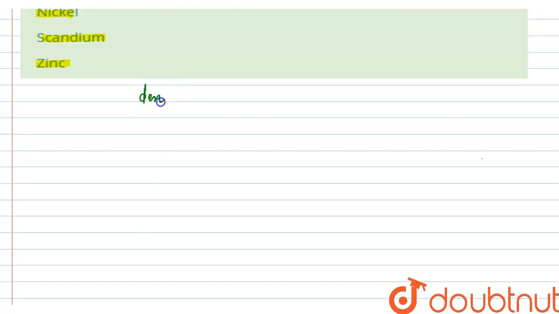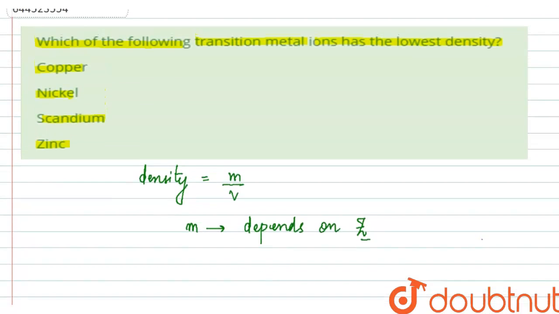Now density is decided by two factors. So the formula of density is mass upon volume. And now mass here is something that depends on the atomic number of any element. So higher the atomic number, more number of protons and neutrons it will have, and heavier will be the element.